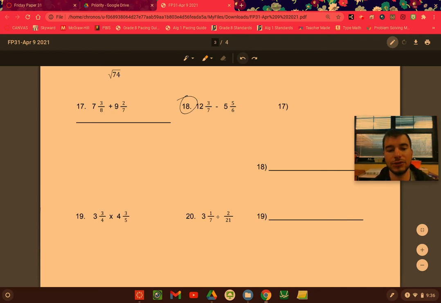So I said I like to change them to improper fractions. So 12 and 3/7. Well, remember we multiply and then we add. We keep the same denominator. So it's still going to be something over 7. 12 times 7 is 84 plus 3 is 87. And then 5 and 5/6, that's times, that's plus. And that's going to give me 35 over 6.